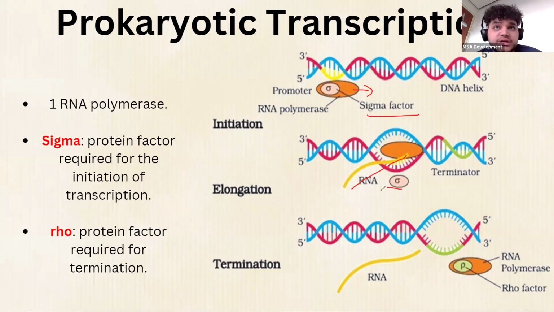How does the RNA polymerase know when to stop? We have something called Rho factor. The Rho factor is a protein factor required for termination. When the Rho factor comes and binds, the RNA polymerase will leave and it will stop transcription. So for initiation, I need sigma. For termination, I need Rho factor.